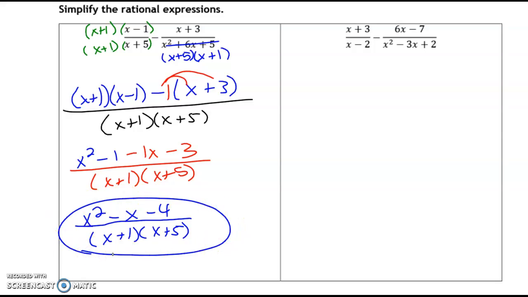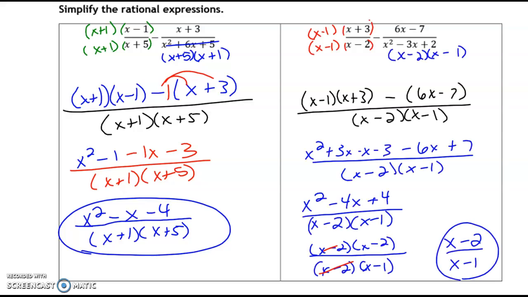All right, go ahead and pause the video and see if you can get the next one. All right, again, don't forget to distribute that negative 1 through to make sure you get negative 6x and then plus 7. So negative 6x, positive 7. All right, so then your final answer should be x minus 2 over x minus 1.